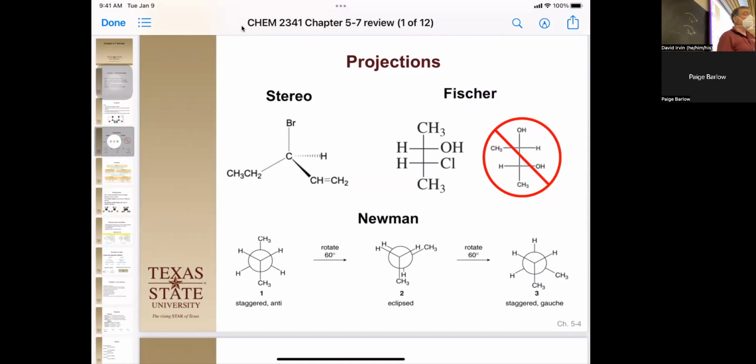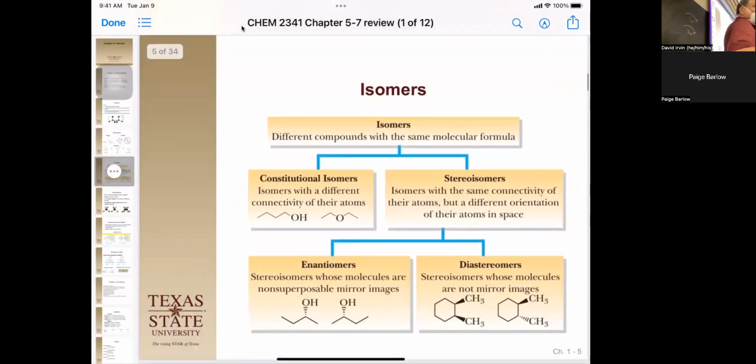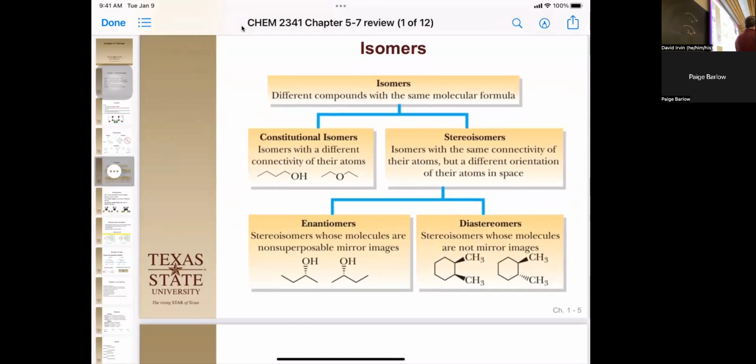We get to use them to make stereochemistry. We get to use them to make the correct isomers in our regiochemistry and alkenes. Then we need to make sure we remember our isomers here. If they're constitutional isomers, don't worry about it. If they're stereoisomers, we have 2 kinds.